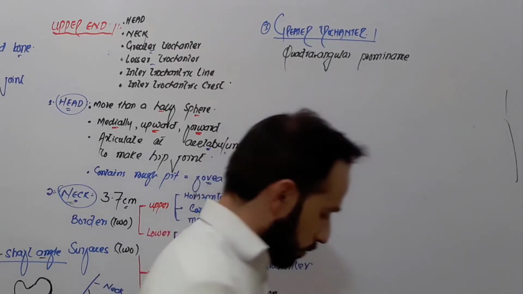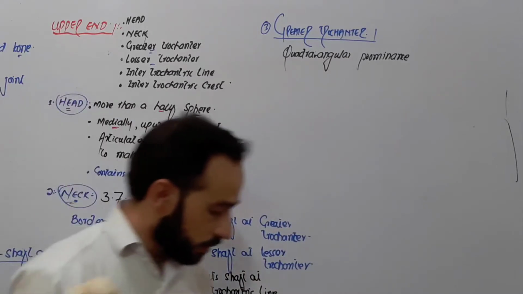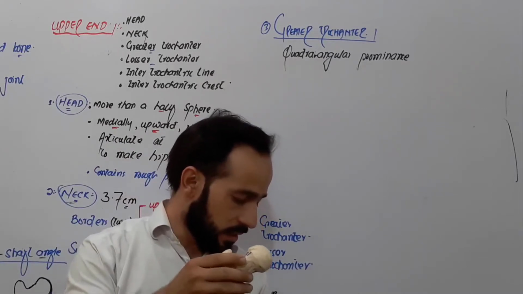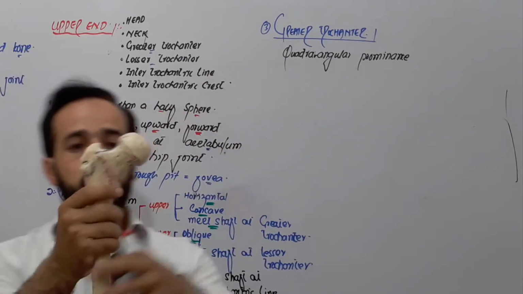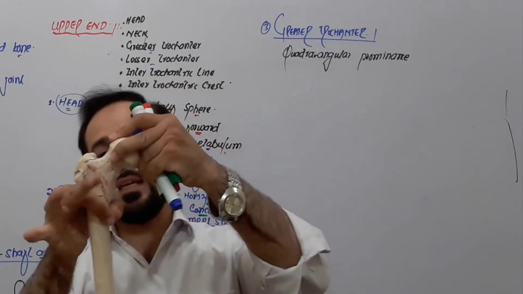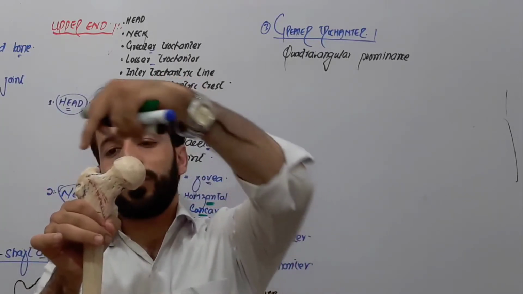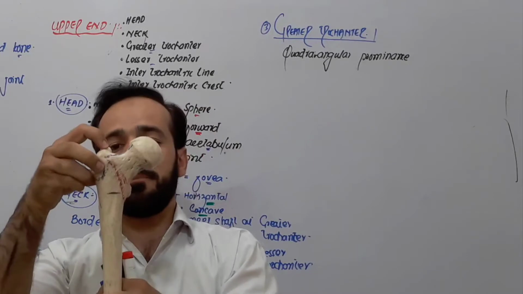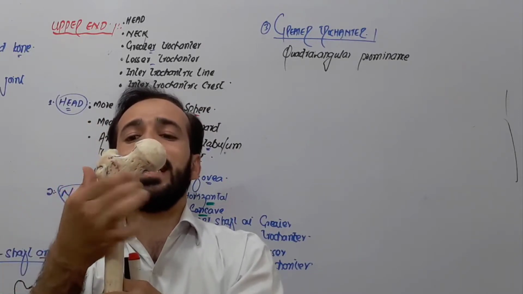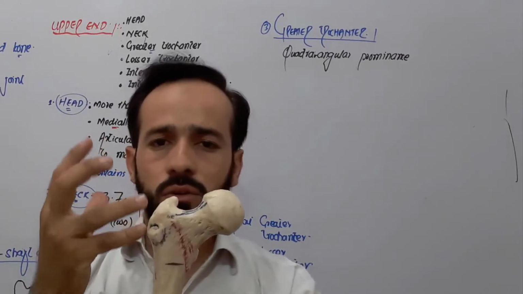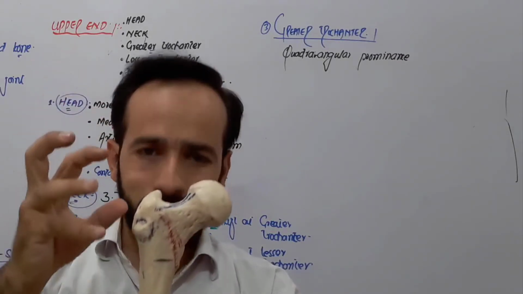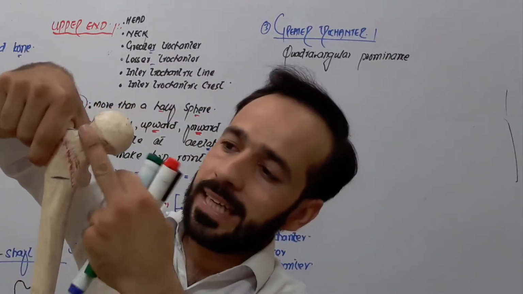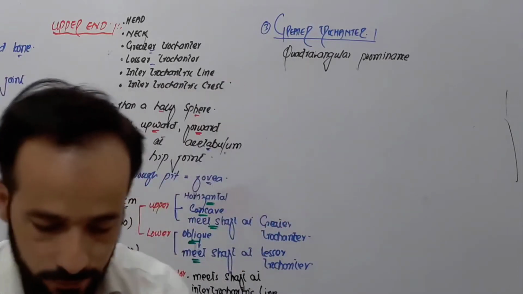right? Then the next important point about it, that it is located at the upper part of the junction of the neck and the shaft. So look carefully. Here we have the neck, and here we have downward the shaft. So this greater trochanter is actually located at the upper part of the junction between the neck and the shaft. That's quite simple. The greater trochanter is located at the upper part of the junction of the neck and the shaft, right?